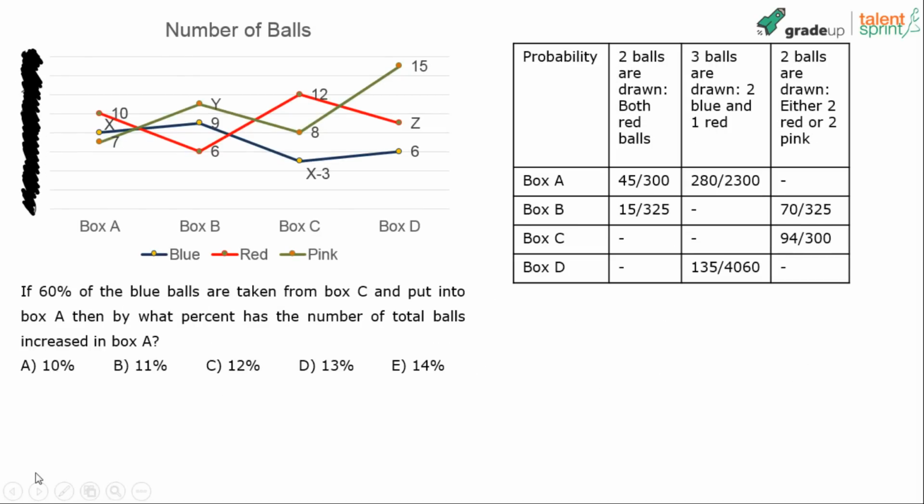In the next question again, you don't know what the y-axis is, right? Based on the table, find out the missing value and then answer the question. So he says 60% of the blue balls are taken from box C and put into box A. Then by what percent has the number of total balls increased in box A? So 60% of the blue balls from box C are put into box A. So by what percentage has the number of balls increased in box A is the question. I'll leave you with this for 1 minute. Your clock starts now.